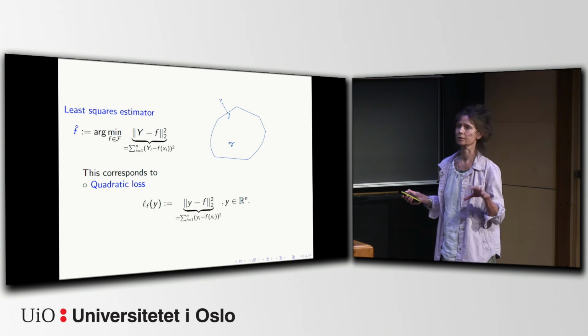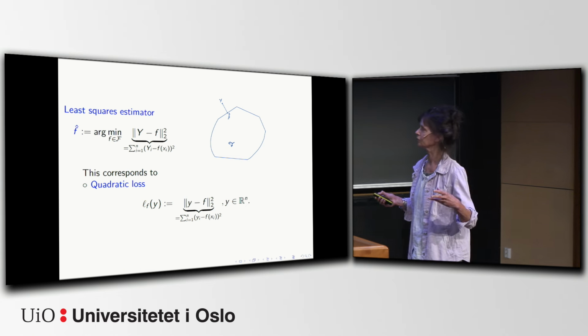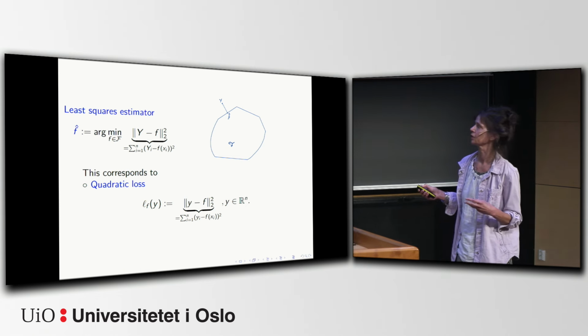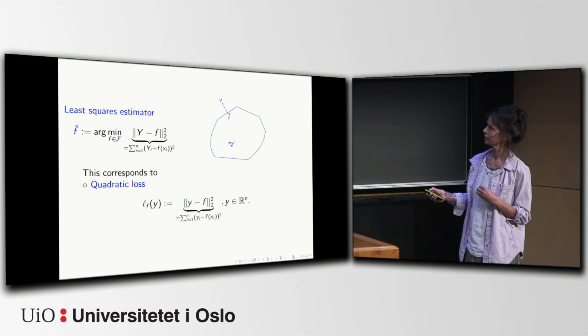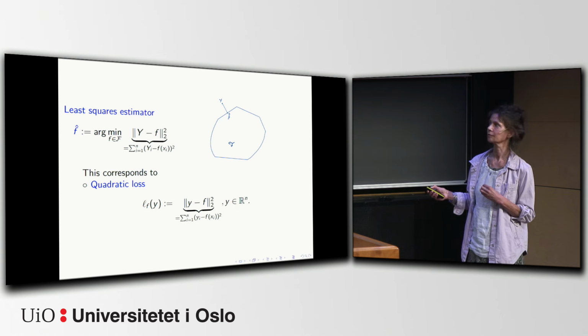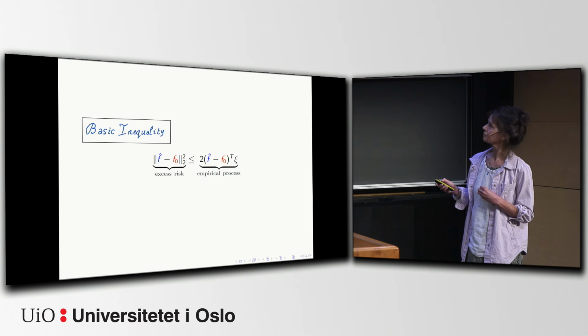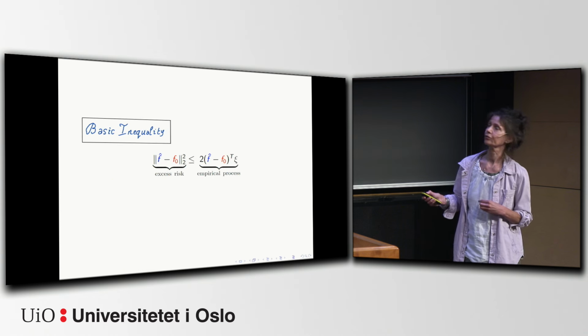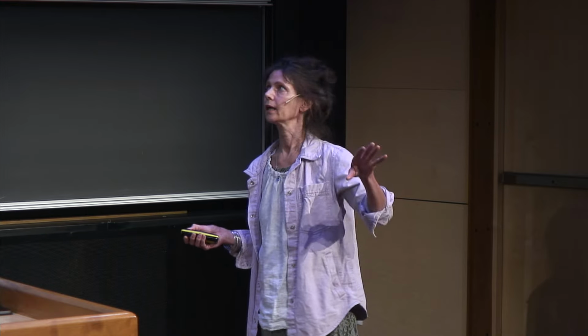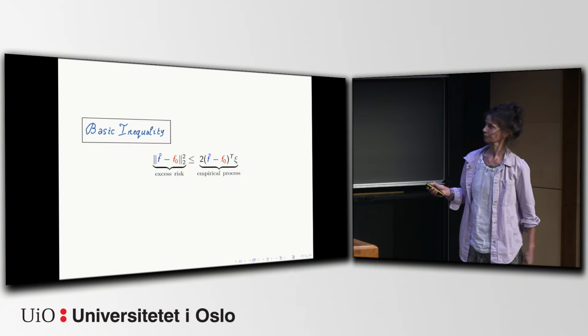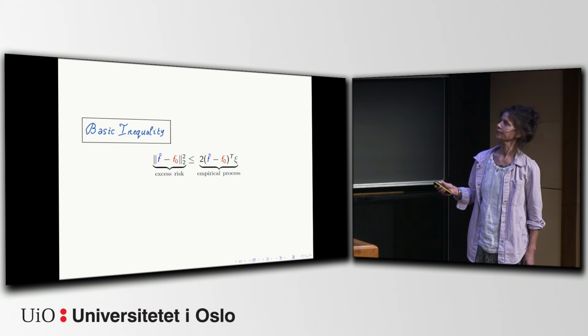So that's indeed a case where there is a loss function defined, which is now just the distance between y and the function f. So that's the Euclidean distance. And then you have the basic inequality. Remember, you have this basic inequality always. And in this particular case, the excess risk, so this disappointment measure, is just the squared distance.